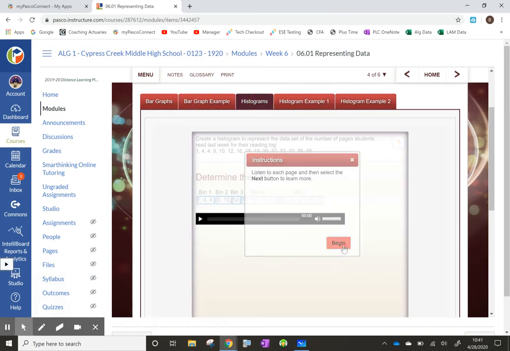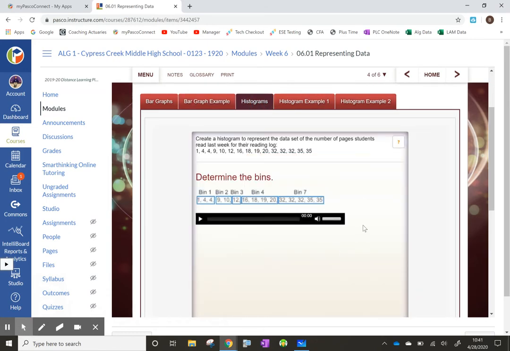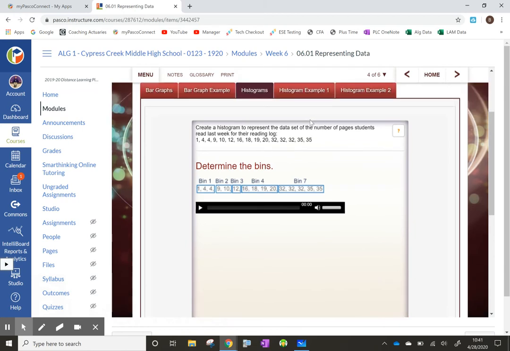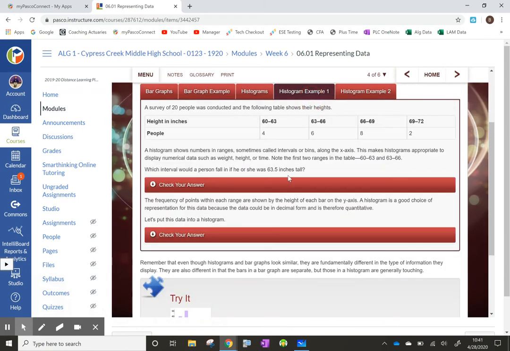Histograms, though, are kind of a new thing for us. So let me show you. I'll let you guys listen to this example. But what I really want to do is work this one out for you. So a survey of 20 people were conducted, and the following table shows their heights. I'm going to go to my whiteboard for this because I don't see enough room to write on the screen.